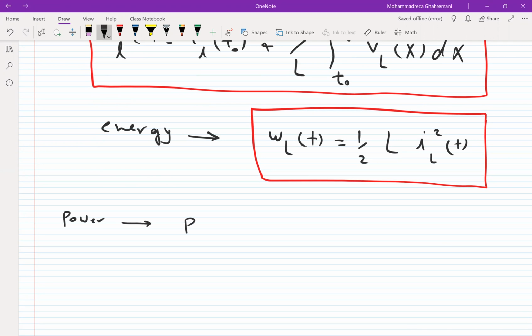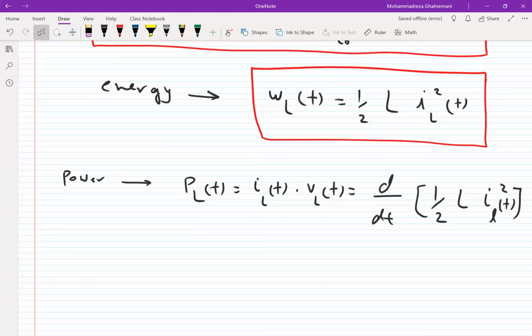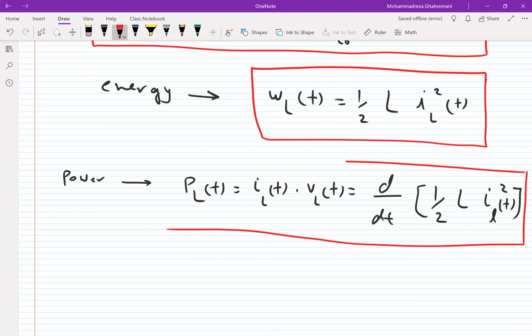P_L(t) is equal to i_L(t) times V_L(t), which is equal to d/dt of 1/2 L i_L(t) squared. Okay, and this one is the power of an inductor. The power can be positive or negative in the inductor.